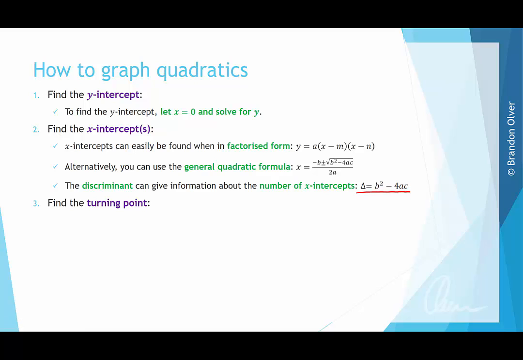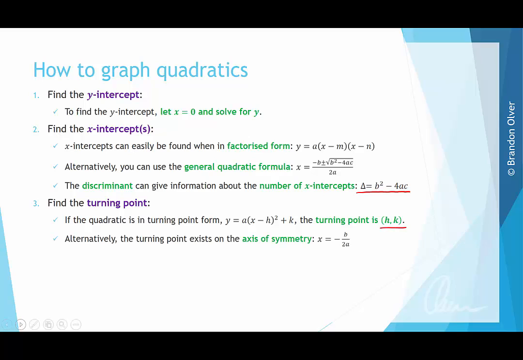We then need to find the turning point. So this can easily be found if it's in turning point form. So if it's in the form y equals a times (x minus h) squared plus k, the turning point is at (h, k). Alternatively, the turning point exists on the axis of symmetry, which is x is equal to minus b divided by 2a. And again, a and b come from the coefficients in the general quadratic form.